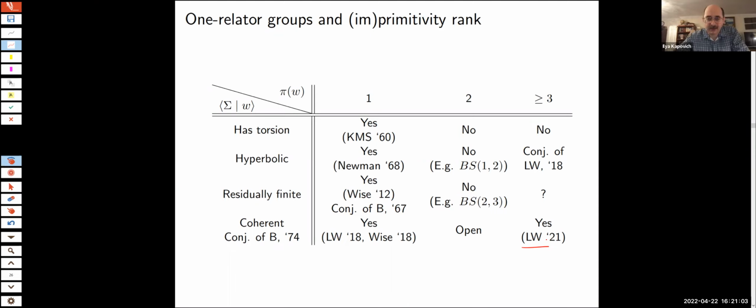Just a moment. So having a primitivity rank 1 is the same thing as being a proper power, right? Yes, exactly. And which in turn is the same thing as having elements of finite order, having torsion.